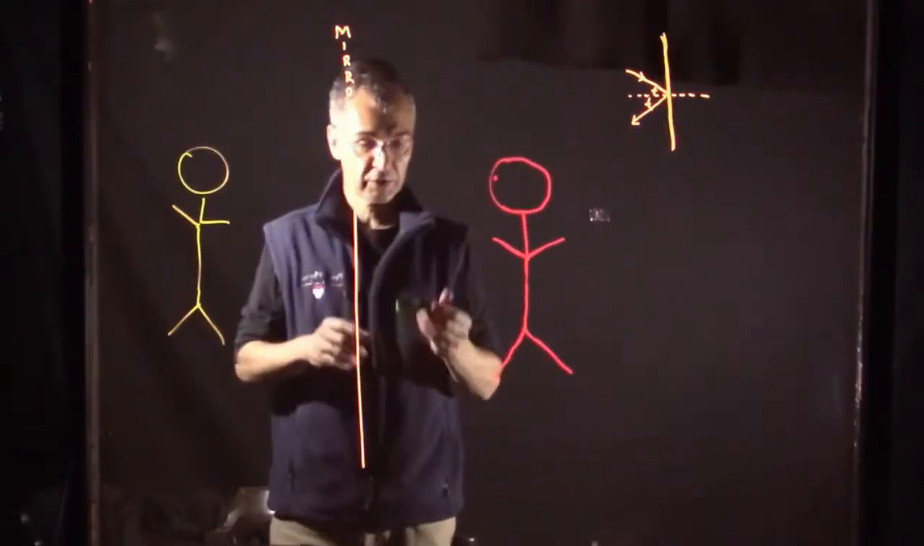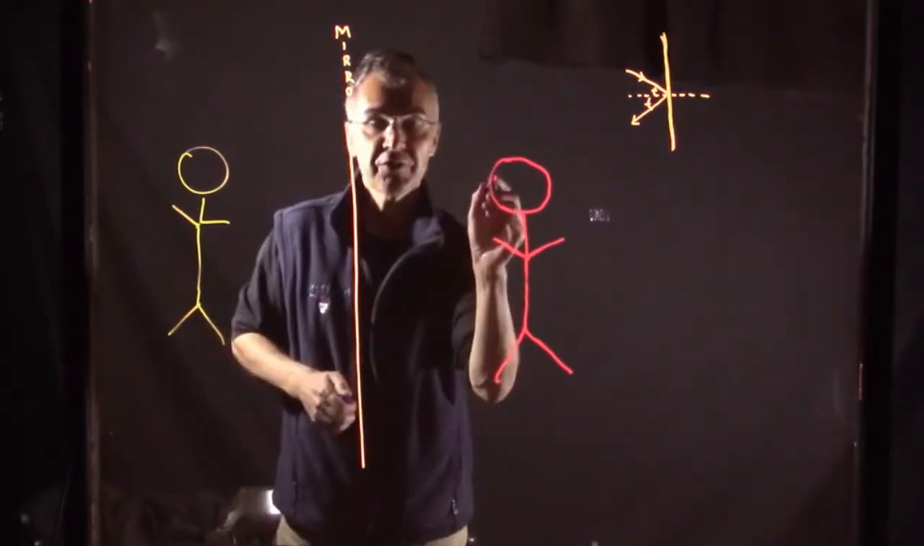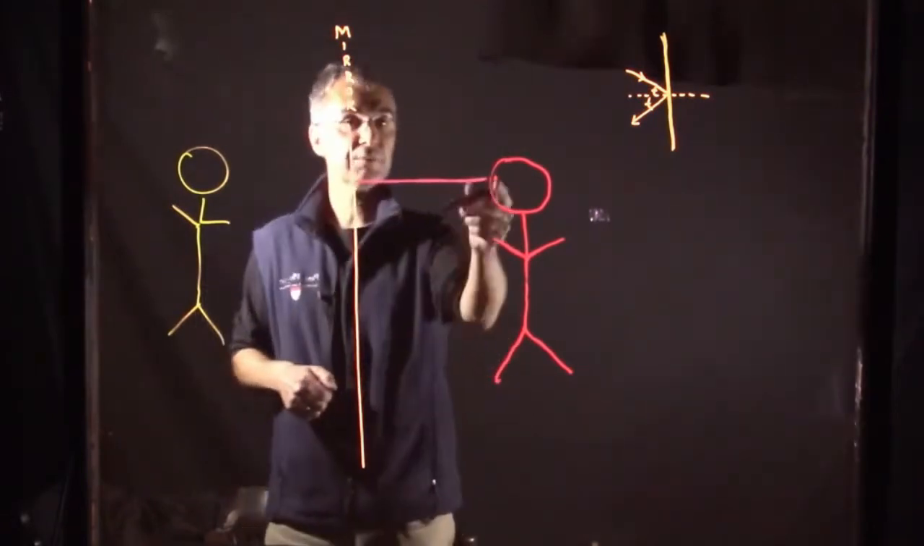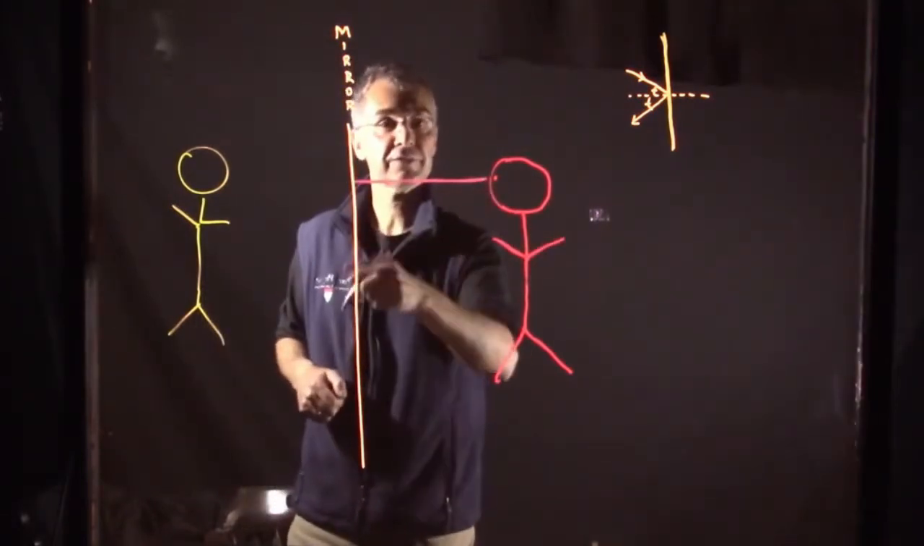So then if we do something like that over here, let's look at a few rays that reach my eye. Well, here's an easy one. I look directly at myself, and that's not too interesting because I just see the ray bounce back with zero angle in, zero angle out.